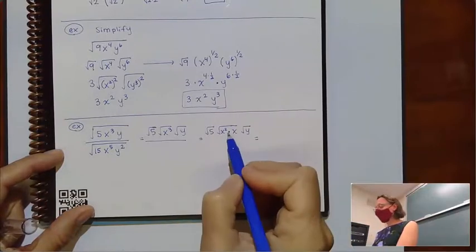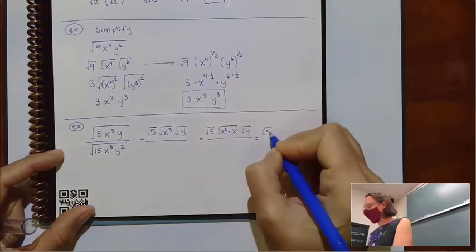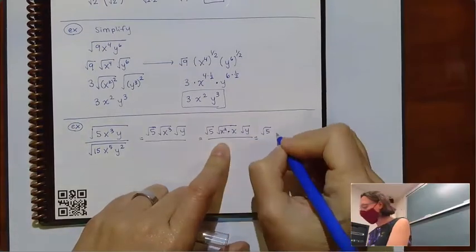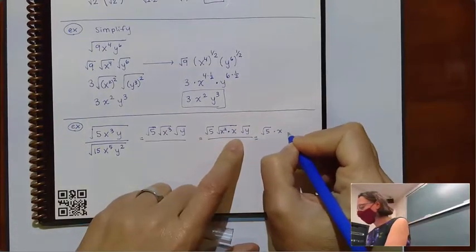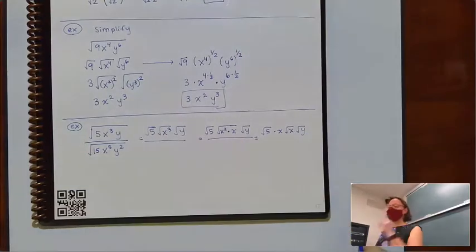So since I've got multiplication there, I can write that as the square root of 5. And then that square root of x squared part, that can become an x. And then I still have a square root of x and I still have a square root of y. This is not the only way to do it, but this is one option.